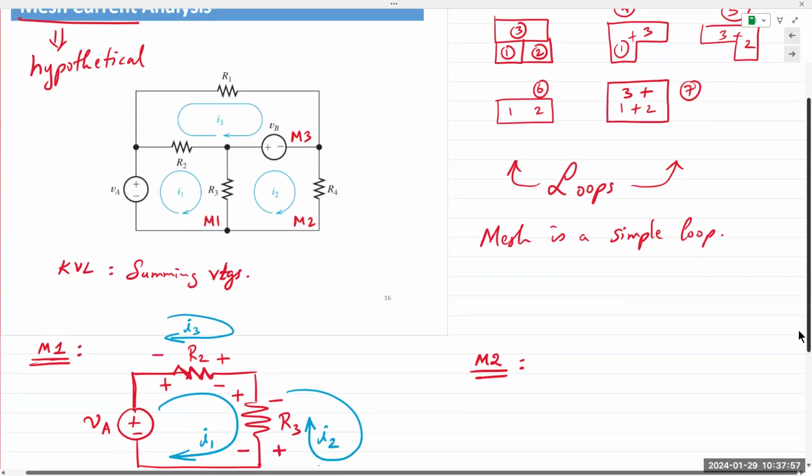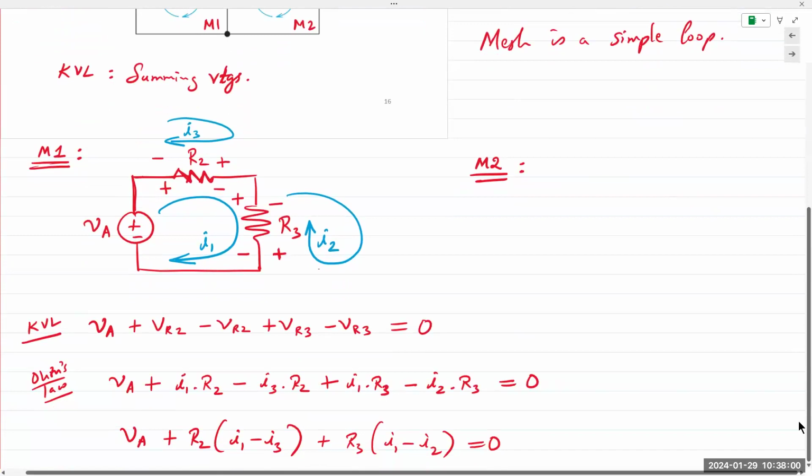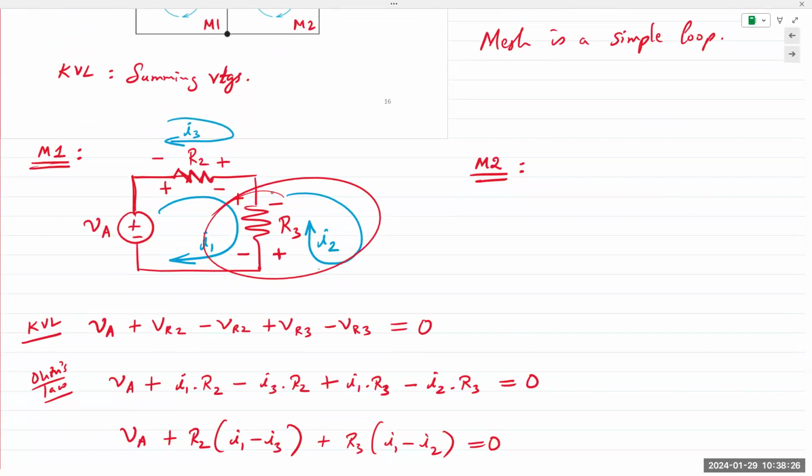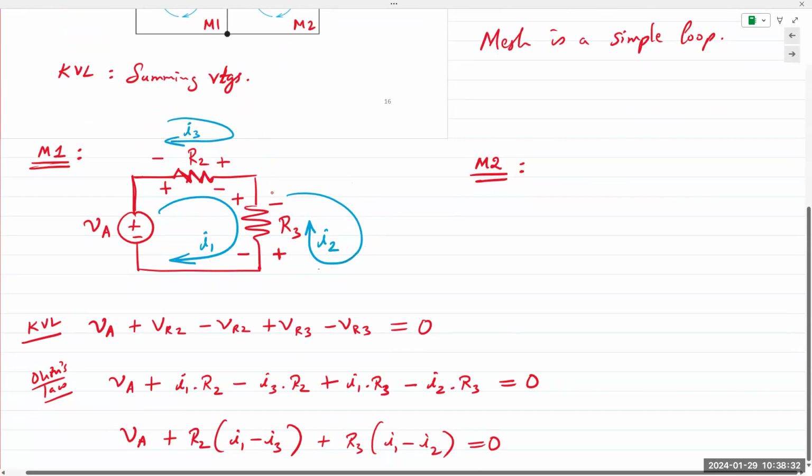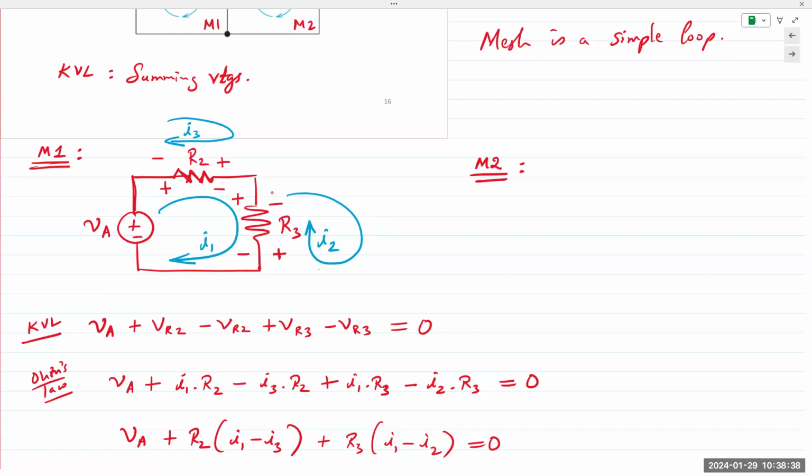We looked at mesh 1, where I pointed out that we have two resistors, and both of those are shared branches, meaning a resistor is shared between more than one mesh. It can only be shared between two meshes, never more than two; that is physically impossible. R3 is shared between meshes 1 and 2, and R2 is shared between meshes 1 and 3. So the hypothetical currents I1 and I2 flow through R3, and I3 and I1 flow through R2.